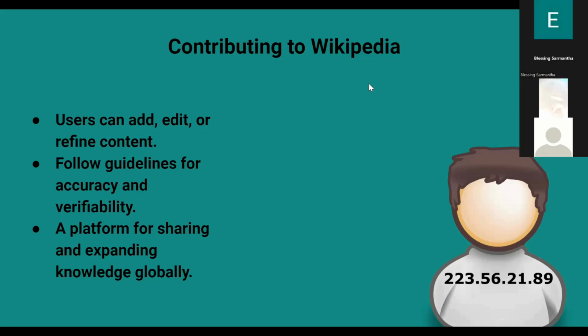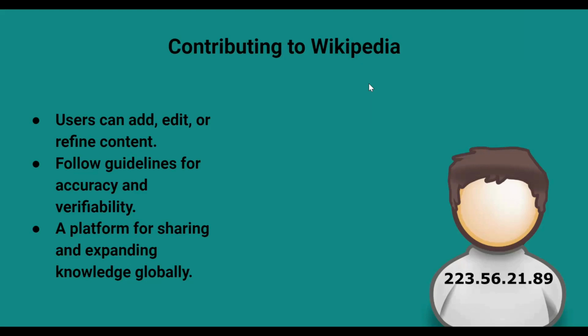So when anybody is reading on Wikipedia, the person has to know that I'm not supporting this or that. I'm very neutral. You have to be on very neutral ground when writing or contributing on Wikipedia. It's a platform for sharing and expanding knowledge globally. I also want us to know that when you are contributing on Wikipedia, you are not contributing just for people in Nigeria. You are contributing for people all over the world to see.